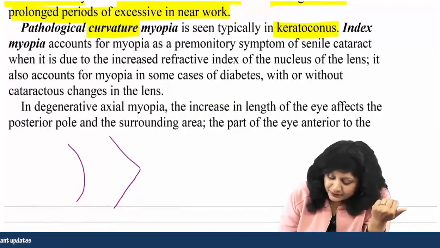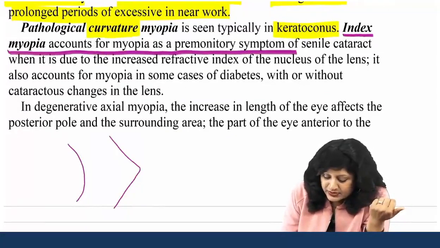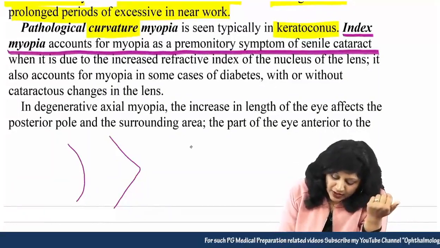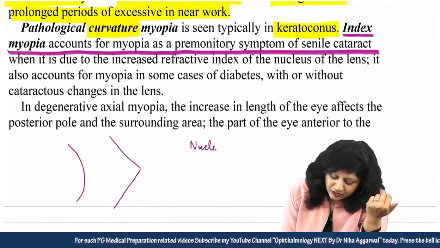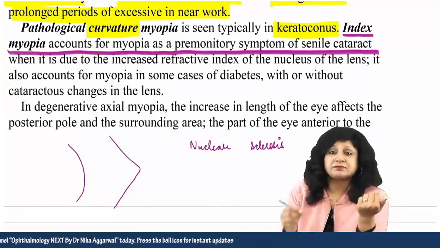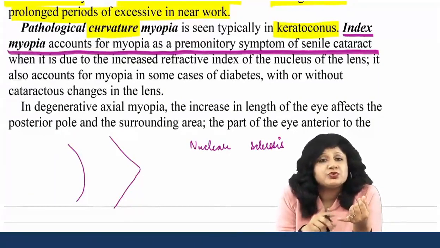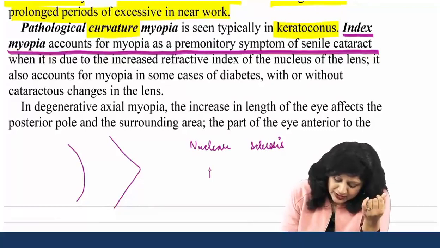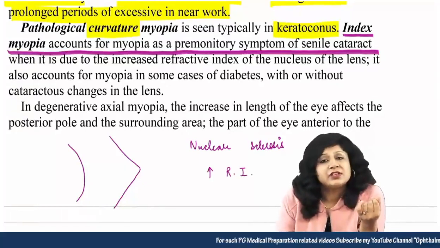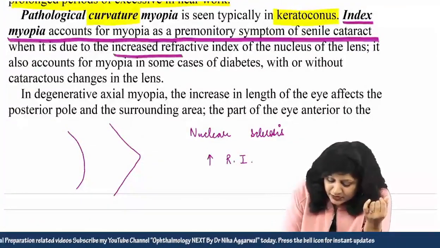Then the index myopia. Index myopia accounts for myopia as a premonitory symptom of senile cataract. As I told you, whenever you have nuclear cataract, due to nuclear sclerosis you have hardening of the nucleus. Hardening is due to dehydration and pigment deposition. This leads to an increase in the refractive index, and an increase in the refractive index will change the refractive status towards myopia. So it is due to the increased refractive index of the nucleus.